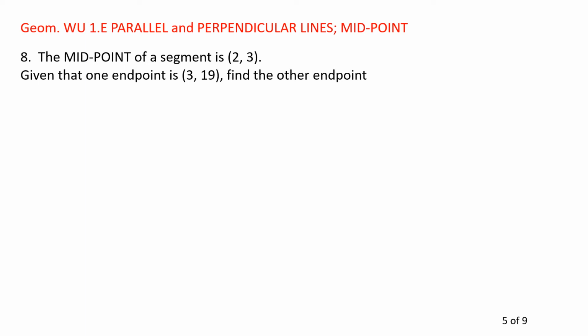This is a backwards problem. The midpoint of this segment is already determined to be 2 comma 3. Given that one endpoint is this, I'm going to call this x sub 1, y sub 1. Find the other endpoint. Well, I'm going to use the formula. I know that you add the x's. It's 3 plus I don't know, divide by 2. And it equals 2.